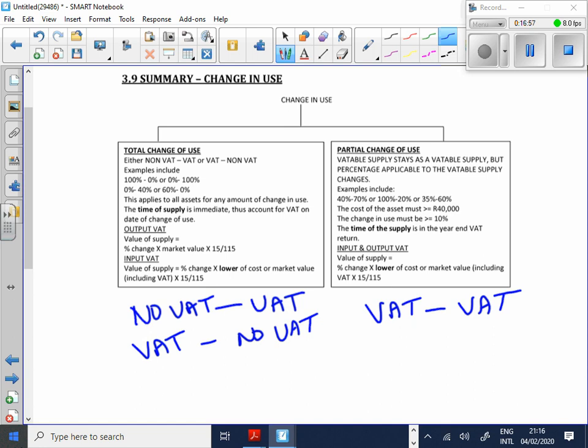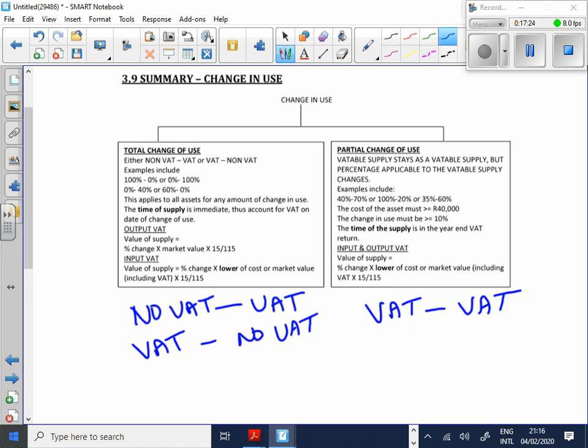So once a year, we take out the income statement, and we have a look to see what's in our sales column. Just like in that example I just did with apportionment of VAT, we added up all of the vatable items, we added up all of the exempt items, worked out a percentage, and that's what we've got. Are you guys comfortable? So time of supply for total change, immediate. Time of supply, year-end VAT return.